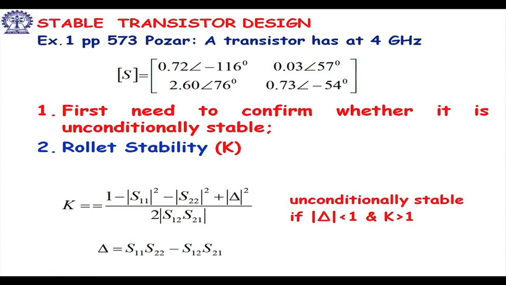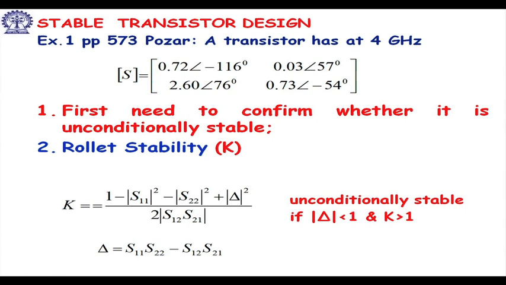Also S parameters are a bias dependent quantity. So, if we change the DC biases, the S parameter values will also change. So, this is the problem, S parameter is given. Now, you design for conjugate matching. Now, first obviously we need to confirm whether it is stable or not.